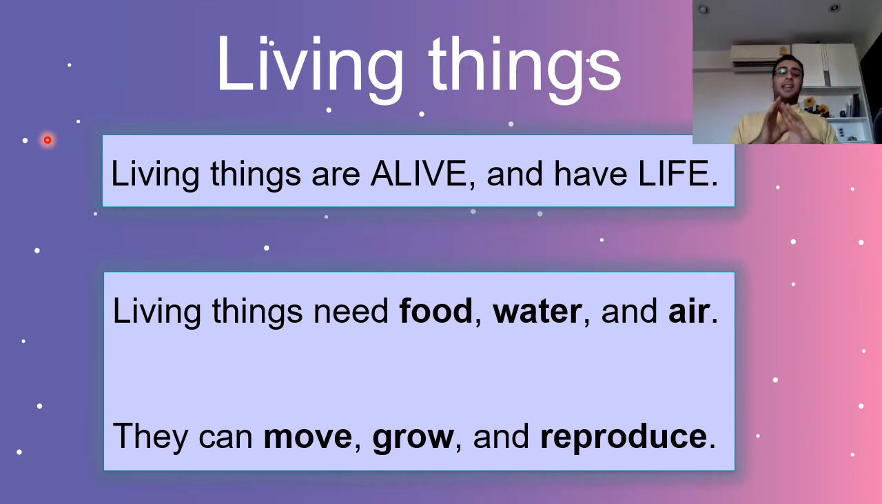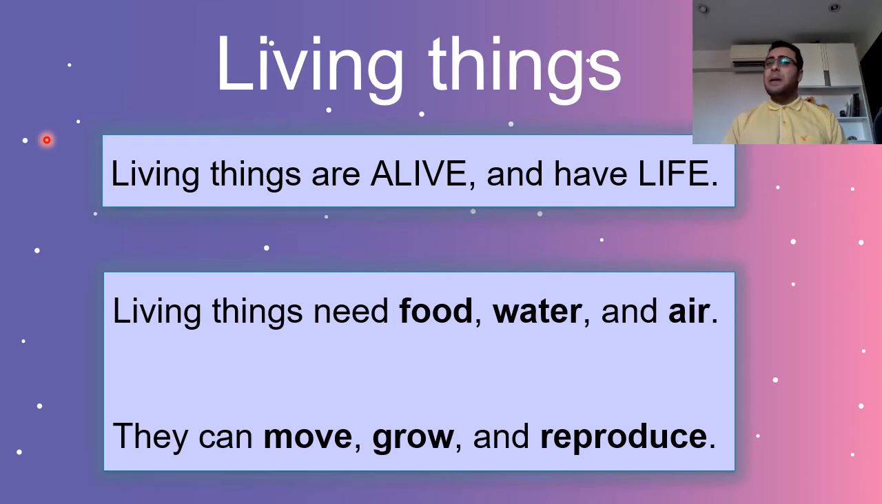Now let's get another example. What about animals? Let's say a cat, a dog. Let's say a dog. Does a dog have life? Yes. A dog has life, has shiwit. So a dog is a living thing. But let's say a car. A car doesn't have life, so it's a non-living thing.